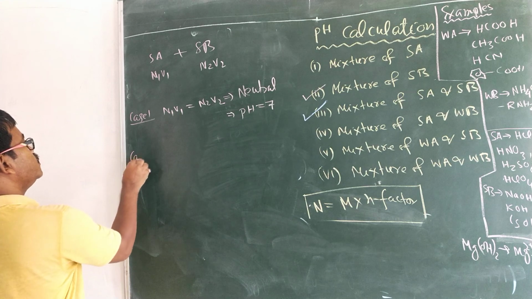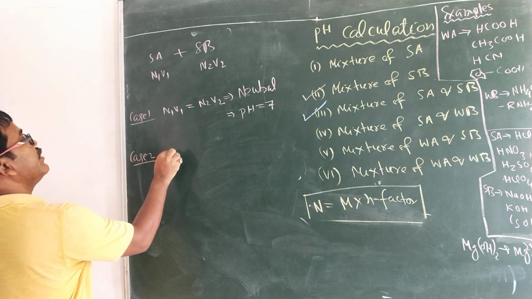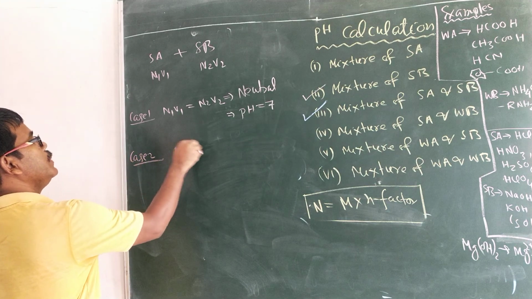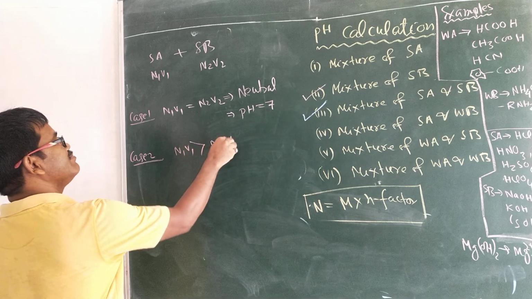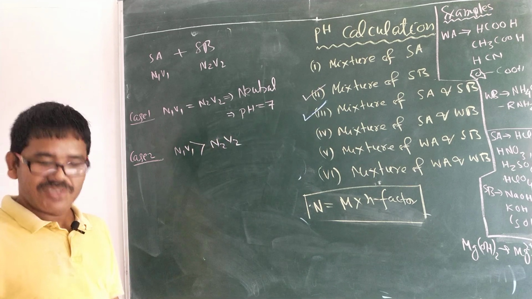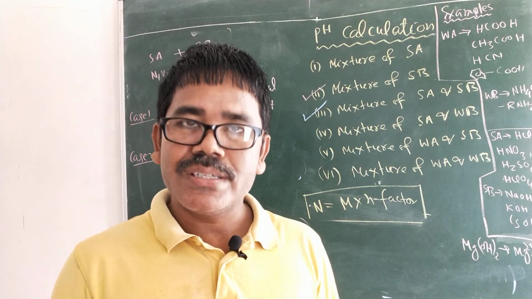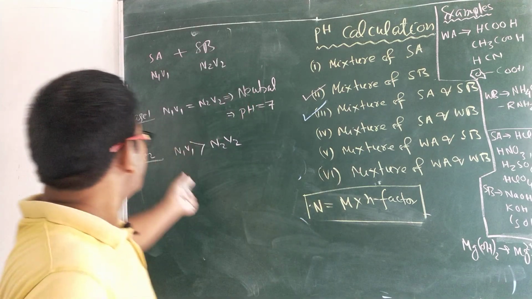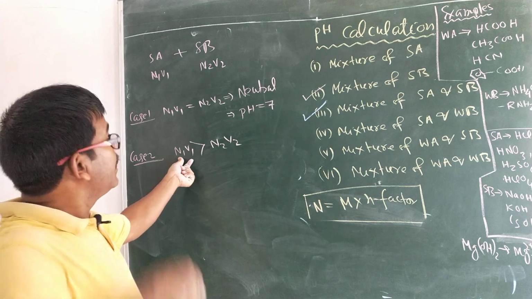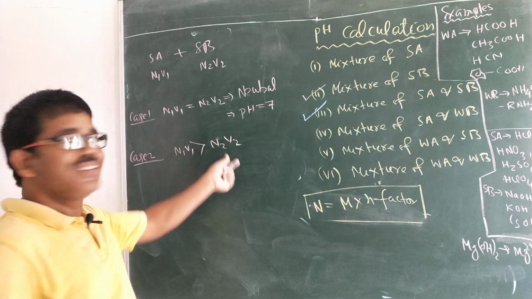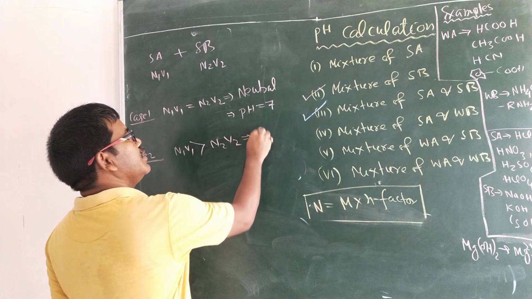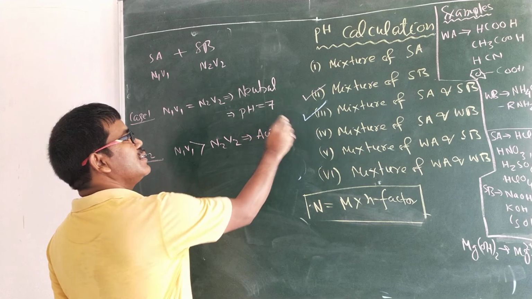Case 2, milli equivalent of the acid N1 V1 may be greater than milli equivalent of the base. In that case, what will be the nature of the resulting solution? Obviously, it will be acidic, because milli equivalent of the acid solution is higher than the milli equivalent of the base solution. The solution will be acidic. Clear?